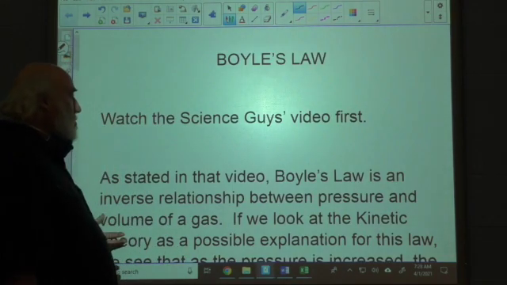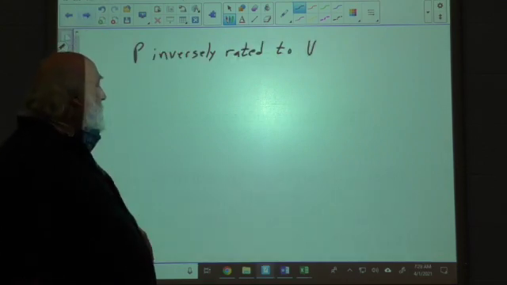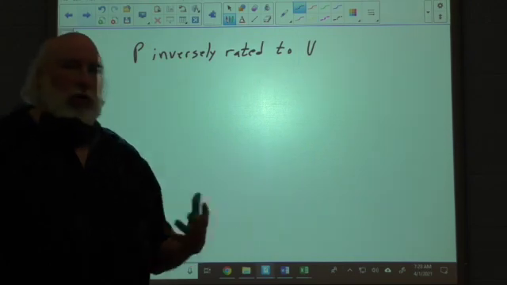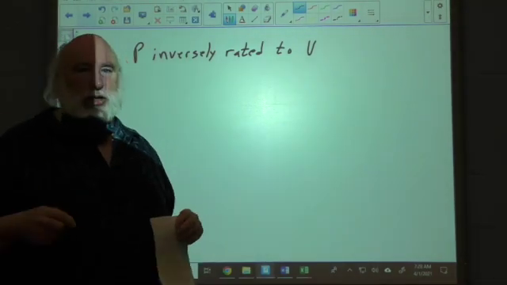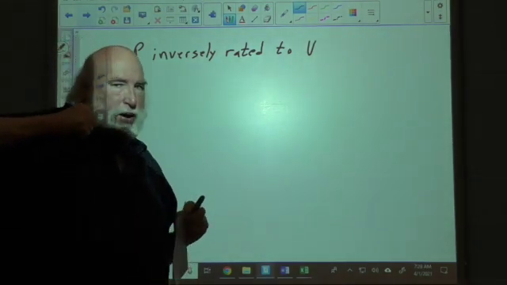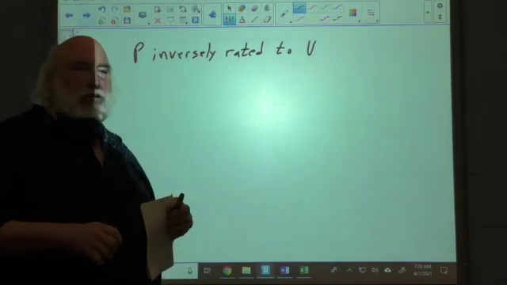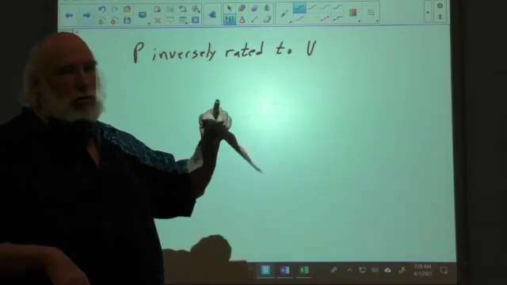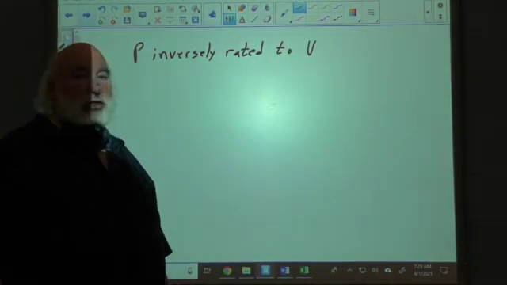Now, Boyle's law is the relationship between pressure and volume. And one of the things the Science Guys talk about is the inverse relationship. In other words, when they increase the pressure, made the P value bigger, the volume got smaller. So as one goes up, the other goes down, or as one goes down, the other goes up. That is called an inverse relationship.